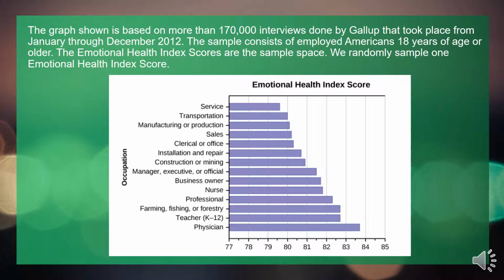Here's an example of a probability question. It says, the graph shown is based on more than 170,000 interviews done by Gallup that took place from January through December 2012. The sample consists of employed Americans 18 years of age or older. The emotional health index scores are the sample space. Right, so not the occupations, the scores themselves are the sample space. And it says we randomly sample one emotional health index score.